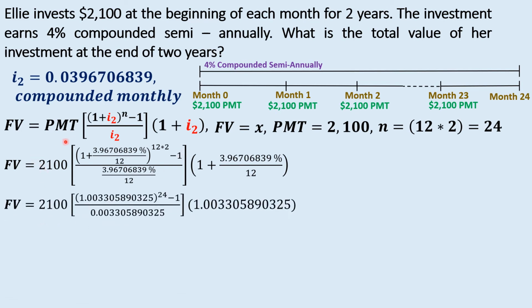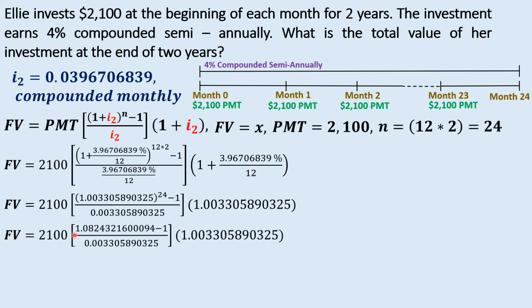So when we do that, we get 2,100 for payment. And then we simplify this fraction, and we get 1.00330589 to the power of 24 minus 1. This fraction is the same as this fraction, so we get the same answer there. This fraction is also the same as this fraction, except there's no 1 being added at the bottom, so we get 0.00330589, right? Then we simplify it a bit further, where we take it to the power of 24, and we'll get something like 1.08243216 minus 1, divided by the same denominator. Nothing changed on this side of the equation, nothing changed on this side of the fraction as well. And then we have 2,100.